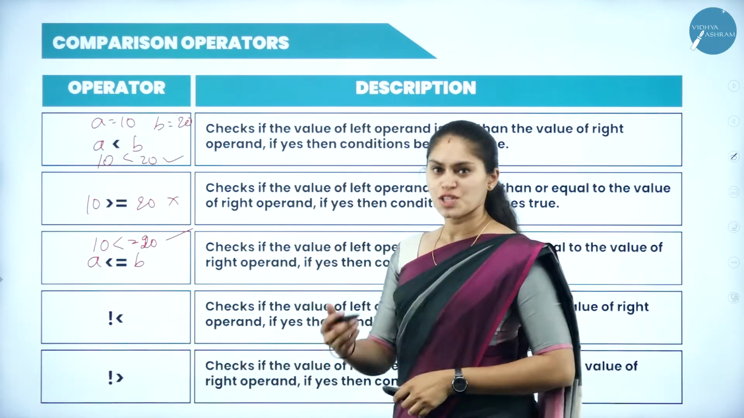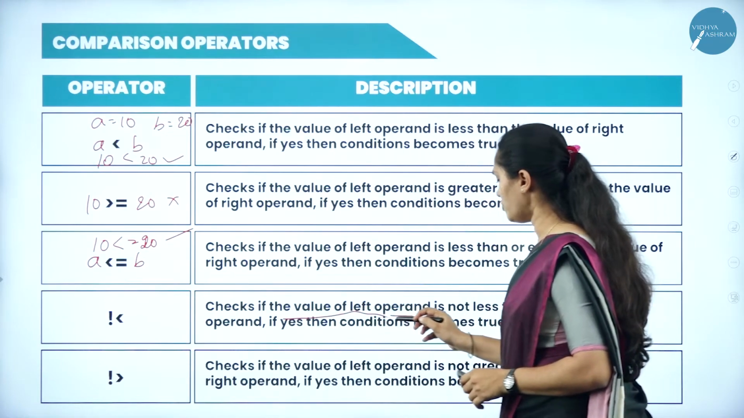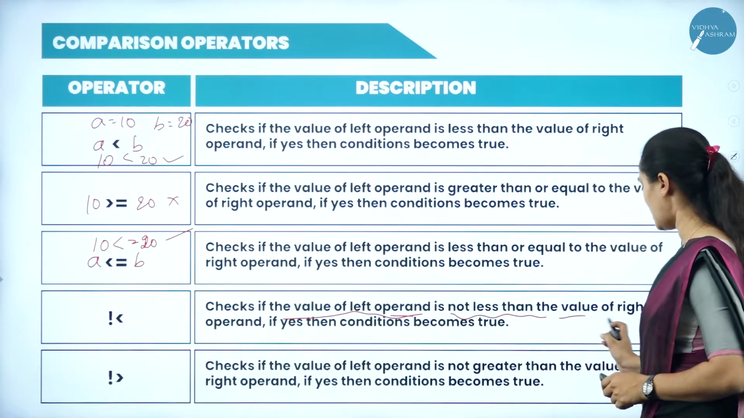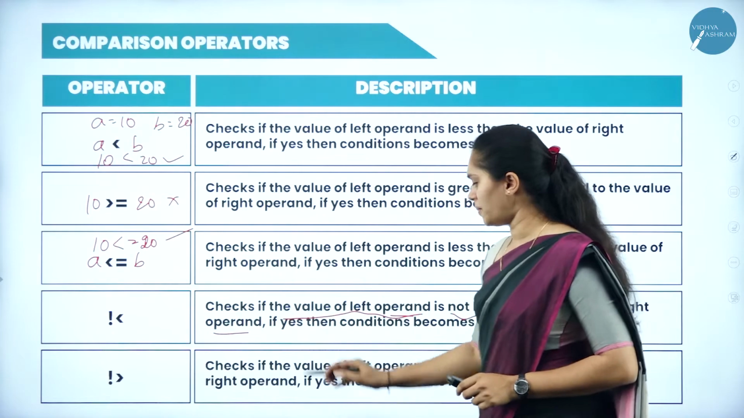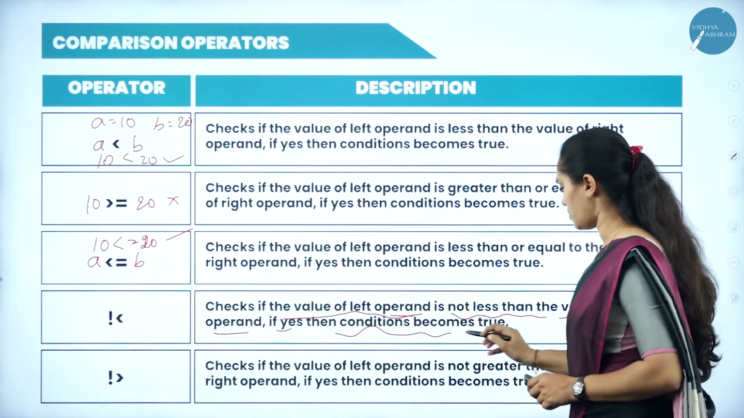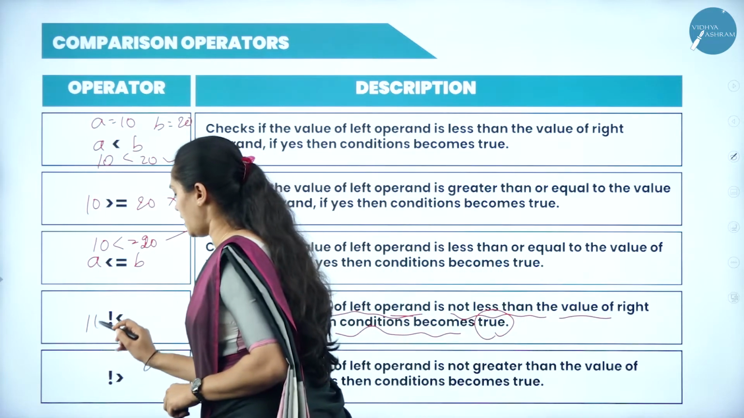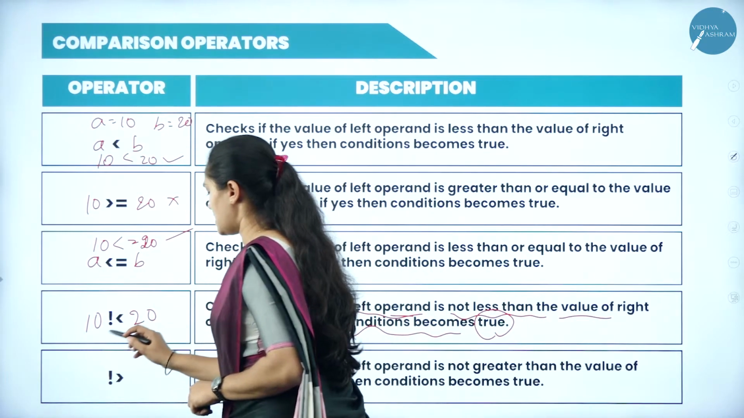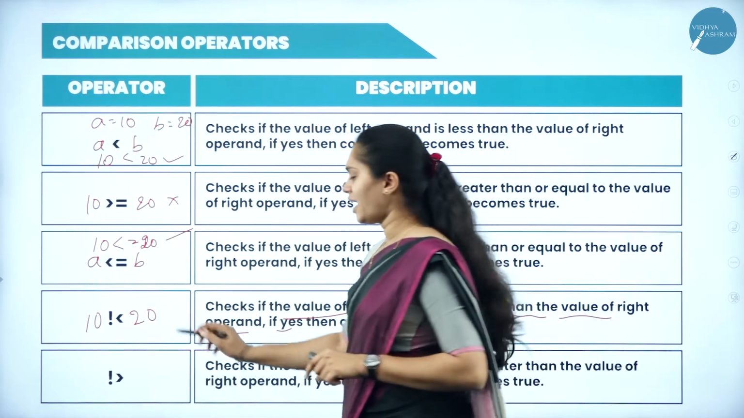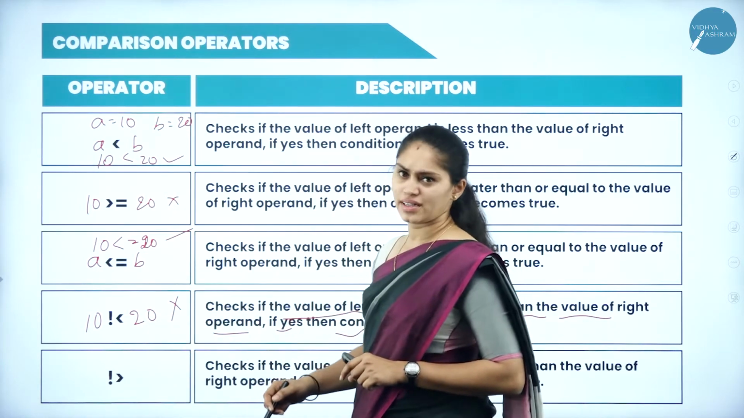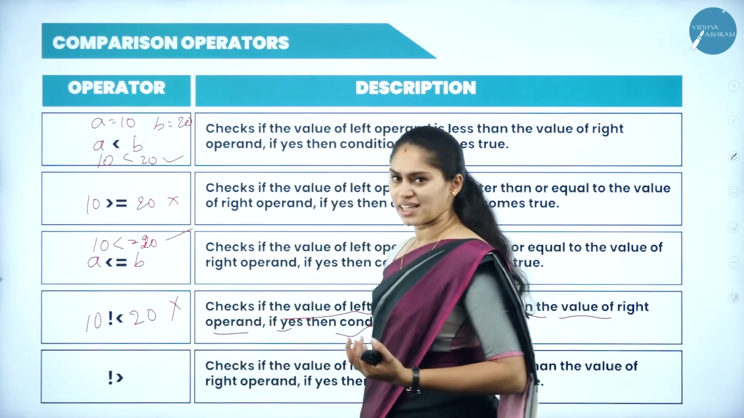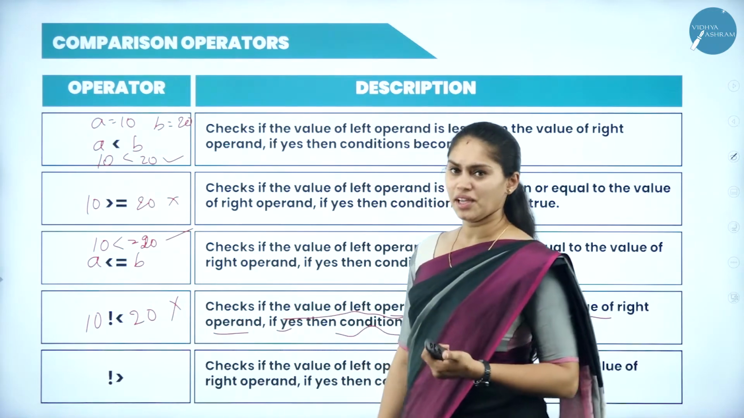Not lesser than. It will check if the value of the left operand is not lesser than the value of the right operand. If it is true, then the condition becomes true or 1. So consider 10 is not lesser than 20, but here it is false. 10 is lesser than 20, so we can't take it as greater than, so it will be false.